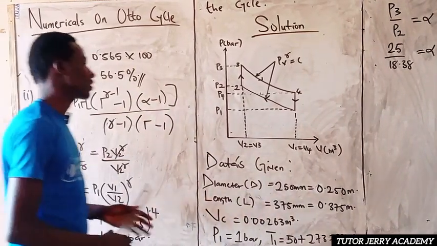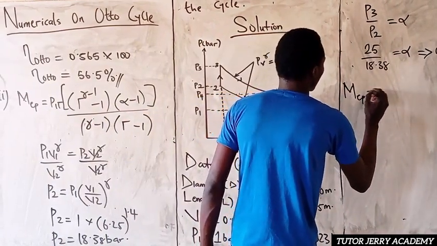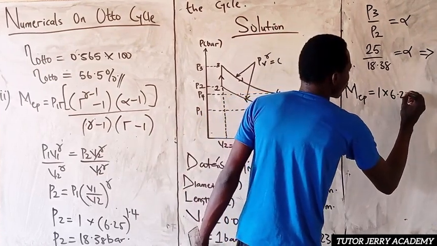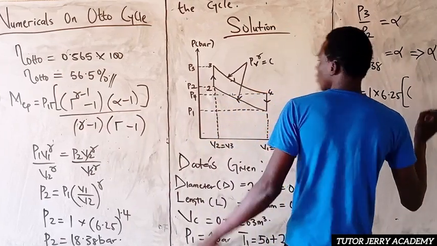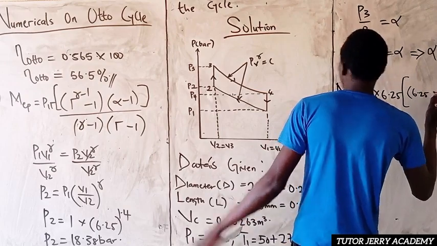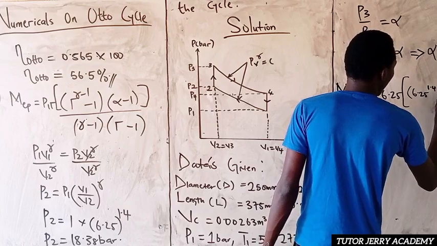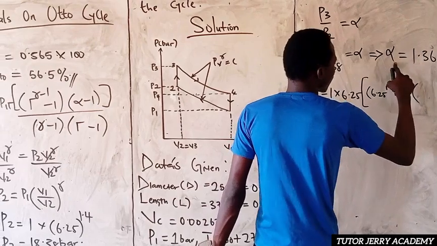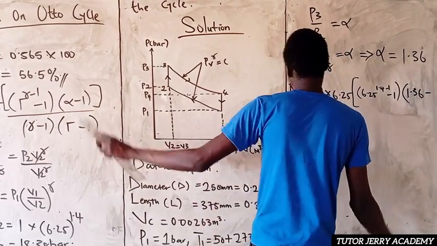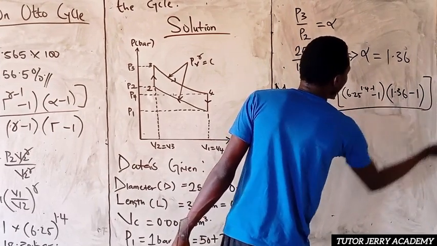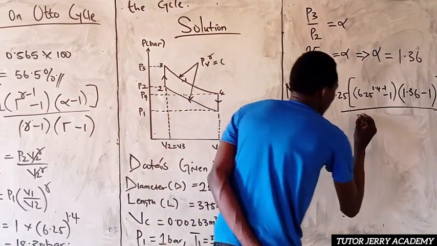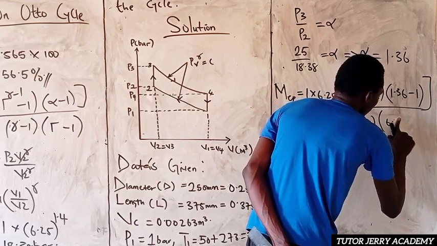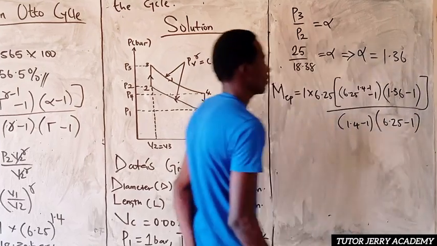So from what we have here, we can substitute directly into this formula and get our value for mean effective pressure. So the mean effective pressure will be equal to P1, which is 1, multiplied by compression ratio, 6.25, all into the bracket of compression ratio, 6.25, to the power of gamma minus 1, which is 1.4 minus 1, close bracket, into the bracket of alpha, 1.36 minus 1, close bracket, all over gamma minus 1, which is 1.4 minus 1, into the bracket of compression ratio, 6.25 minus 1. So this is what we have.